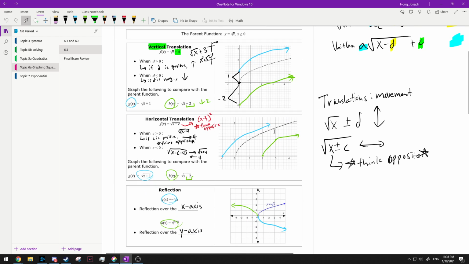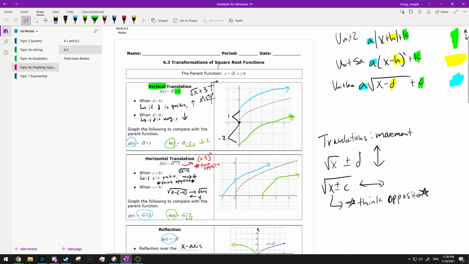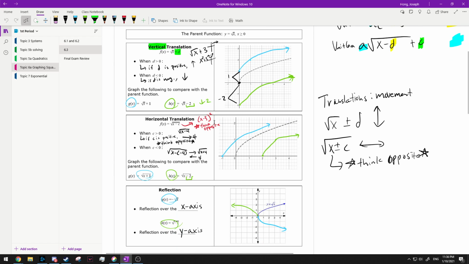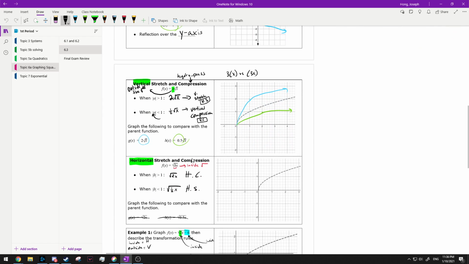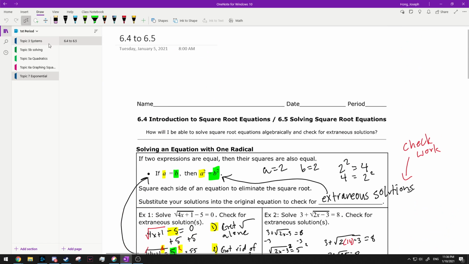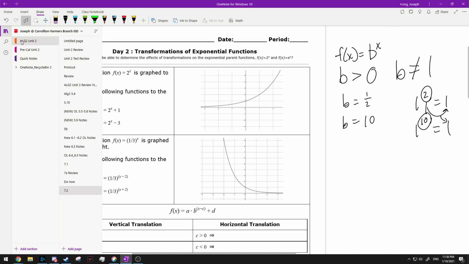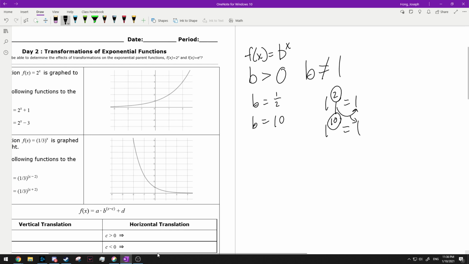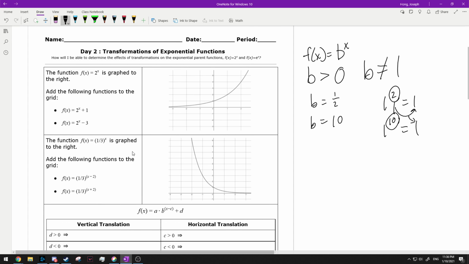Here we go. So just like in transformations of square roots, or even absolute value and stuff like that, we talked about the vertical translation, which is up and down, and left and right. We talked about reflecting, we talked about vertical stretch and compression. These are things that we're going to be talking about also for exponential functions. So let's just talk about this one right here.